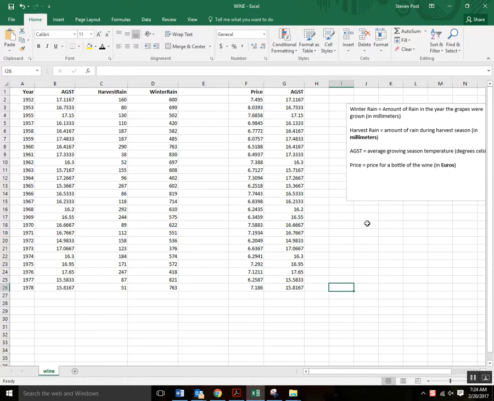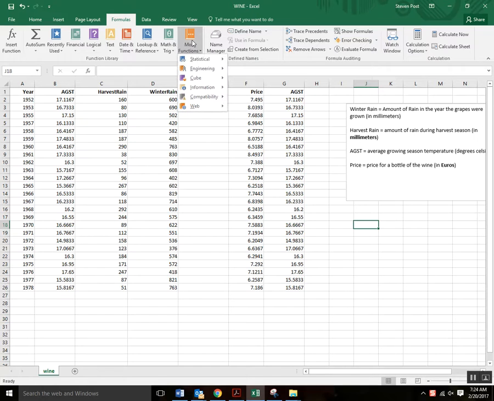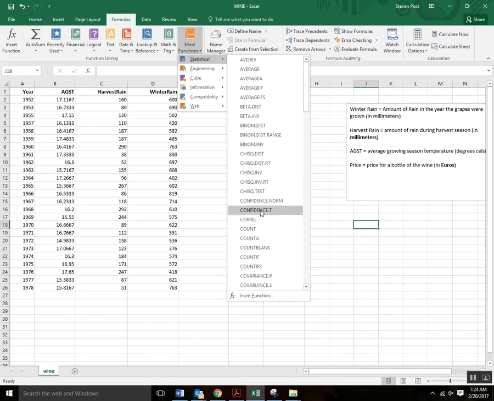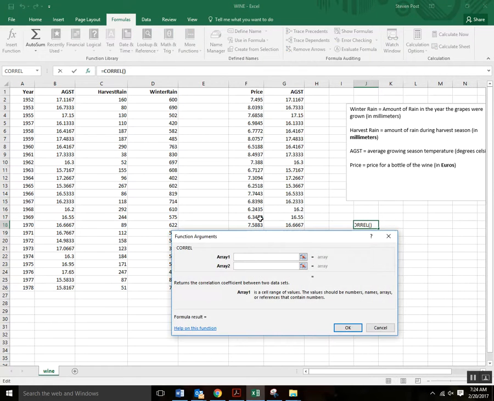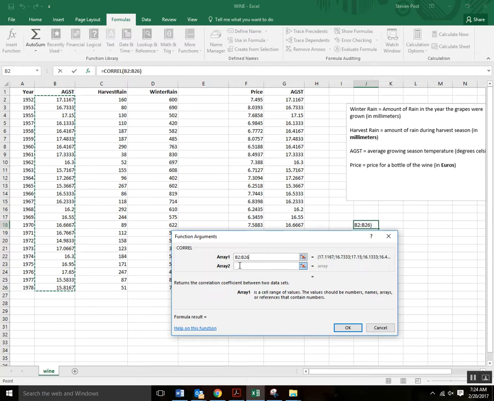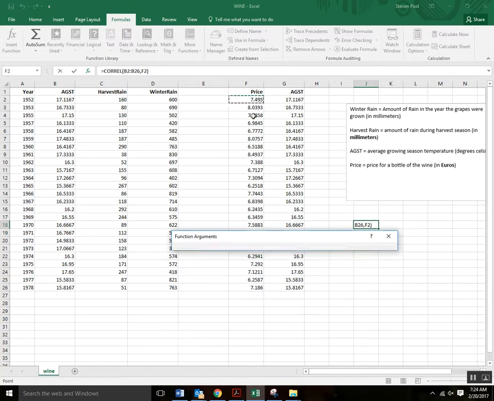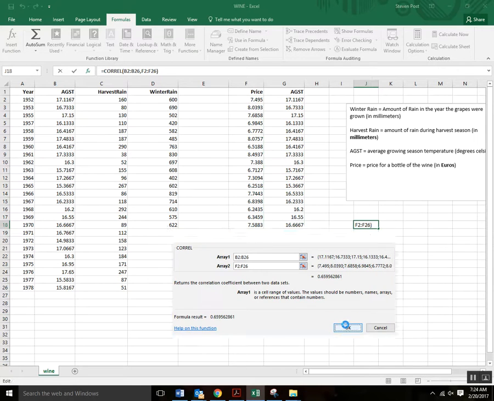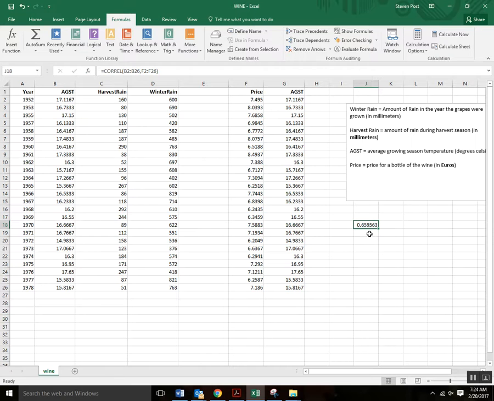So we just go into any empty cell in Excel, go to Formulas, go to More Functions, go to Statistical, and then we choose down here Correl for correlation coefficient. Where's the data? Well, average growing season temperature right here. We don't include the label at the top. Price of wine right here. Don't include the label. And here's our answer, 0.66 basically.